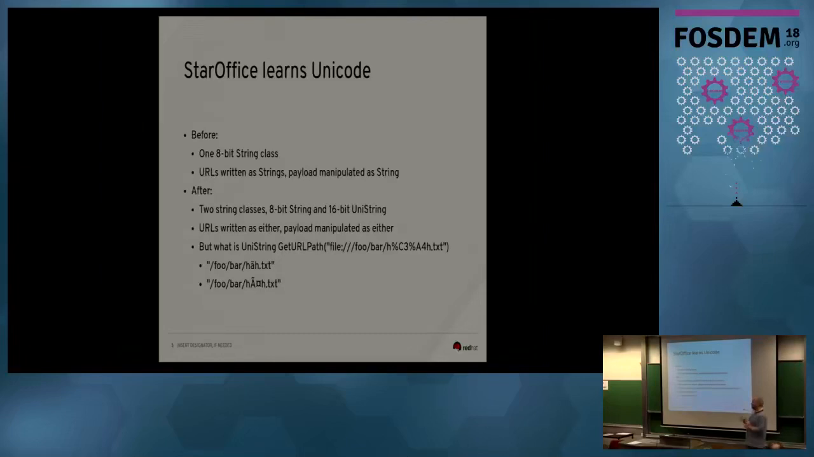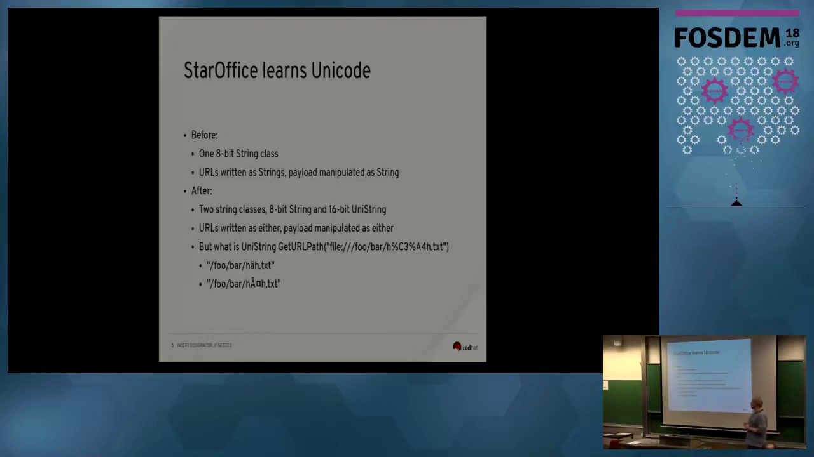Then we had two string classes, one for the old code that had not yet been transformed into the new world, and another one for the new code that was a UTF-16 Java-inspired Unistring class. And the URLs, of course, because we were transitioning the code, there were also cases of URLs using old 8-bit and new 16-bit strings.